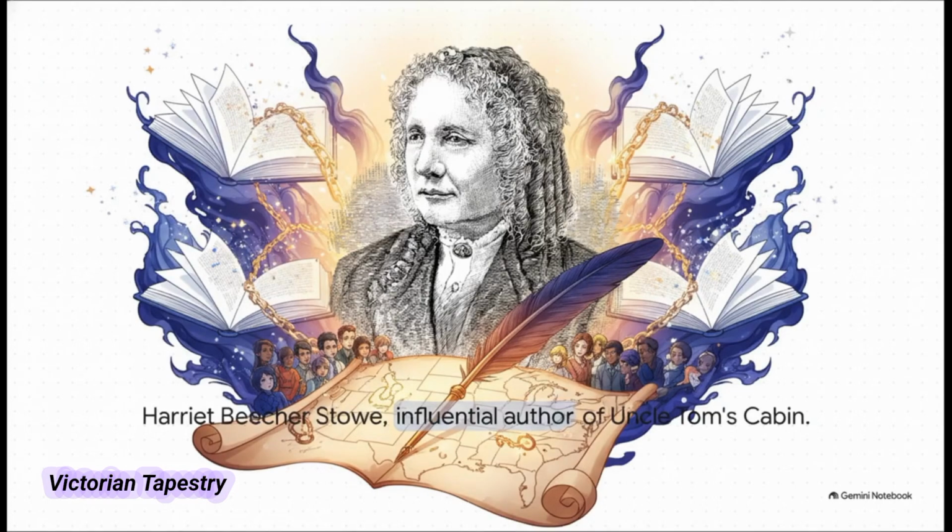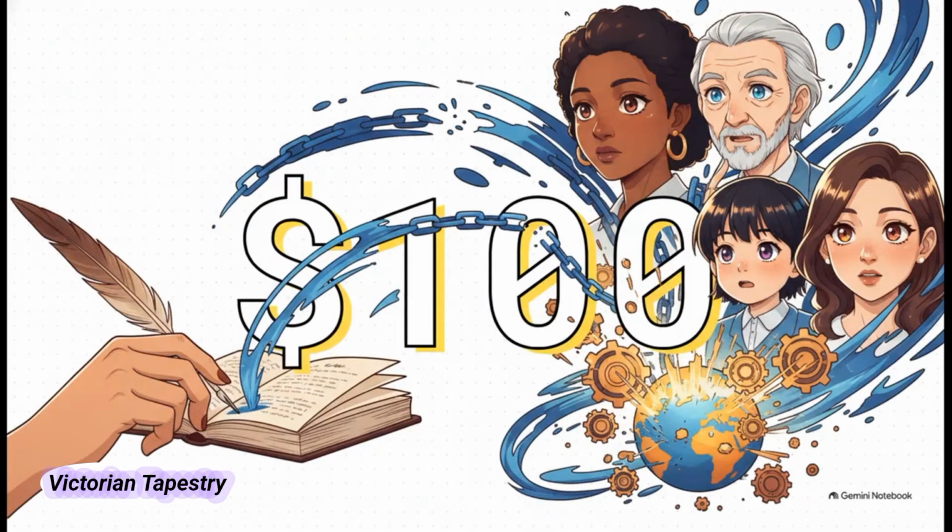Let's zoom in on one specific pioneer from this anthology who had an undeniable, real-world geopolitical impact: Harriet Beecher Stowe. She completely unexpectedly changed the world by writing a book that struck at the very heart of the institution of slavery in America. And get this, her monumental work, Uncle Tom's Cabin, began with just a simple $100 check and incredibly modest expectations.